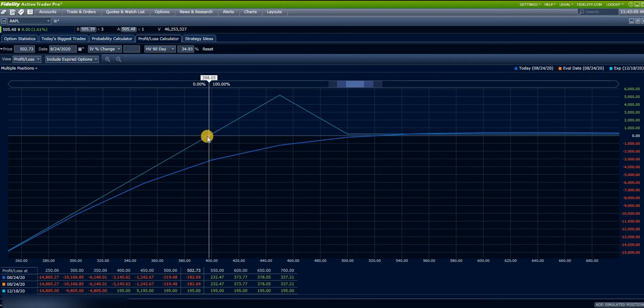The problem starts when we are staying left of the white line. That is, if the stock is breaching below 398, we are literally in problems. We are losing money out of it.